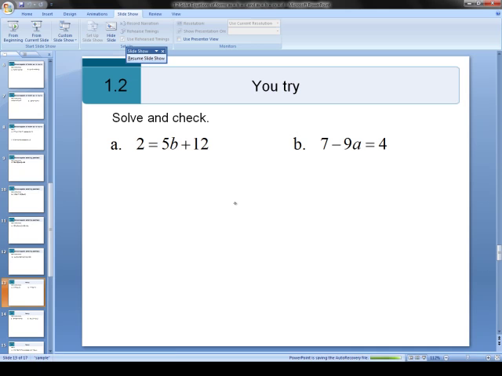And that is it. Yay, 1.2. Done. I just can't get the thing to stop.